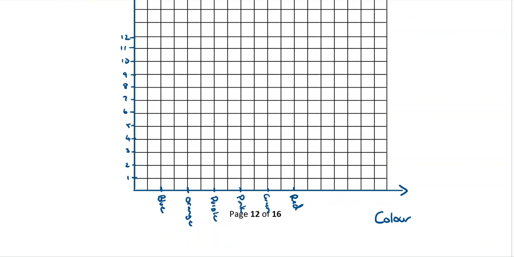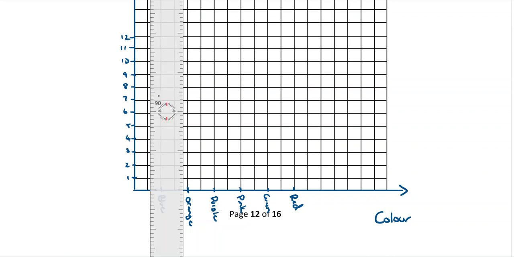Now the column graph is vertical columns that we're going to be drawing. You need to have a gap between the columns, and please make sure that you are using a ruler to draw these columns. No freehand, they need to be perfectly straight lines.